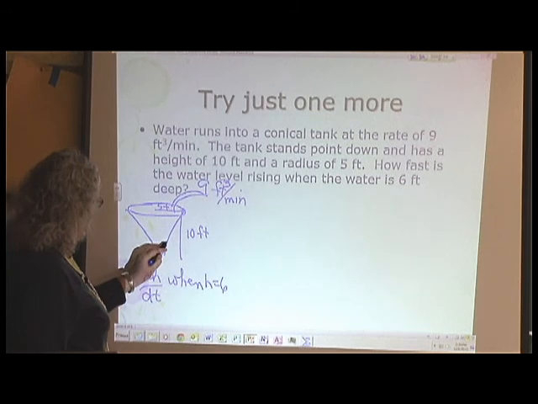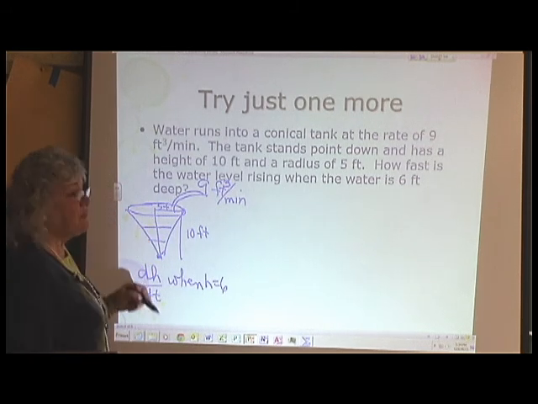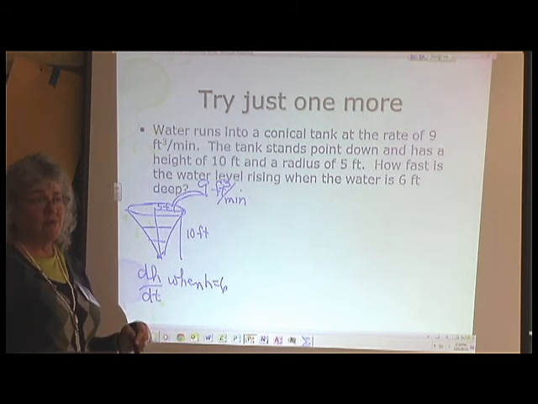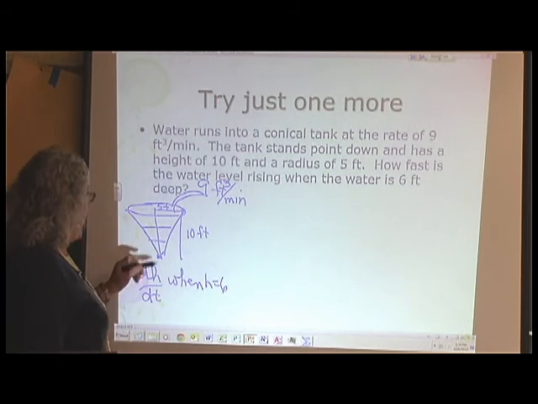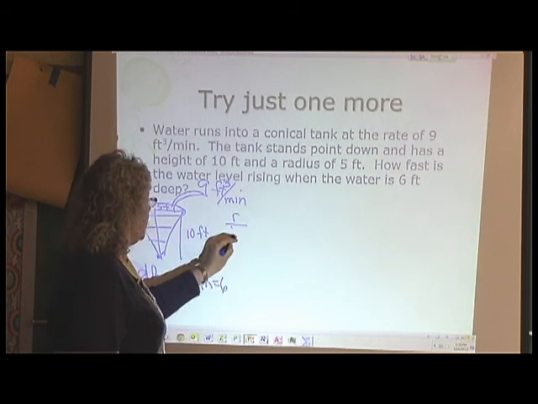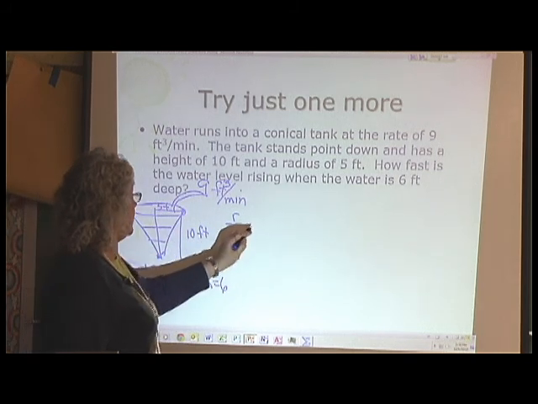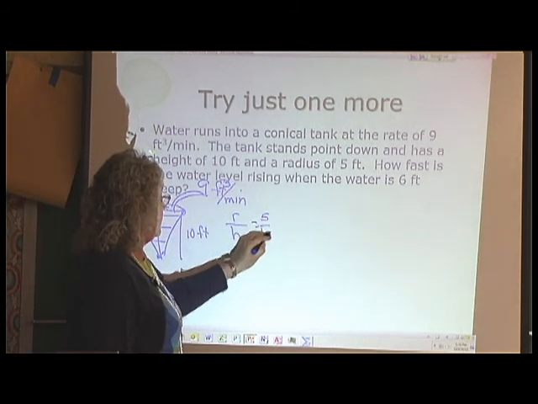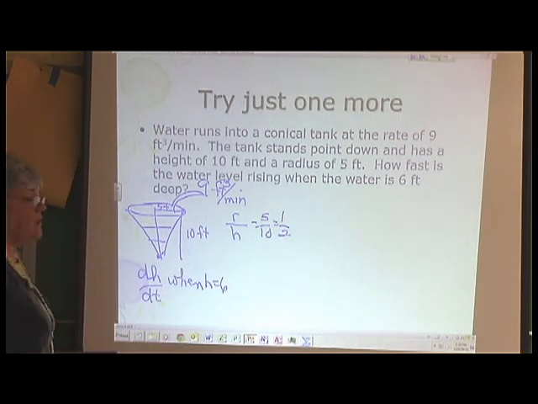But what we have, as this fills up, are similar triangles. So if you remember, similar triangles have equal angles, but their sides are in proportion. So we will have that the ratio of your radius to your height will always be the same. And that's the same as 5 is to 10, which is 1 is to 2. So that's going to be the ratio throughout the entire problem.